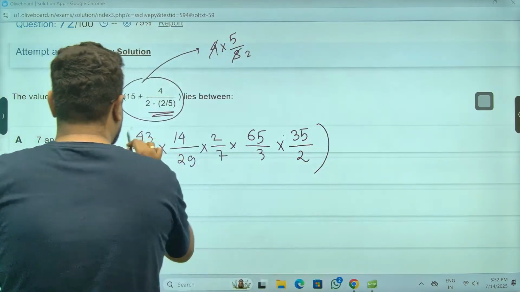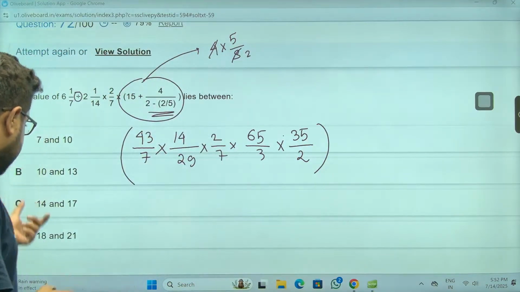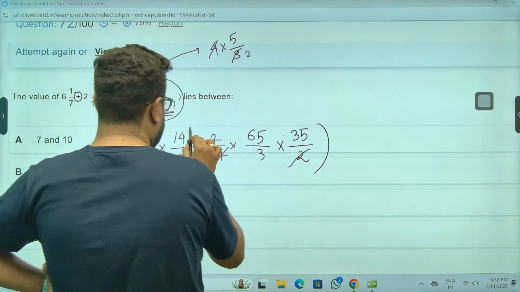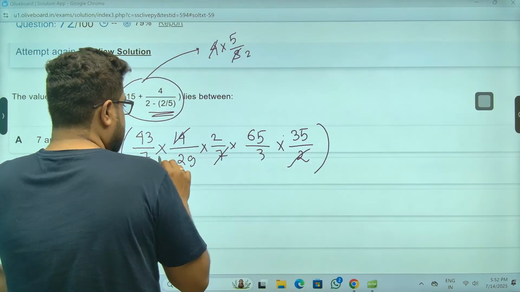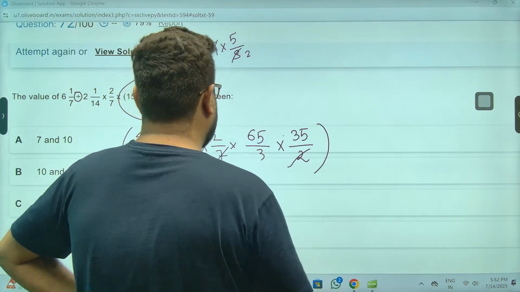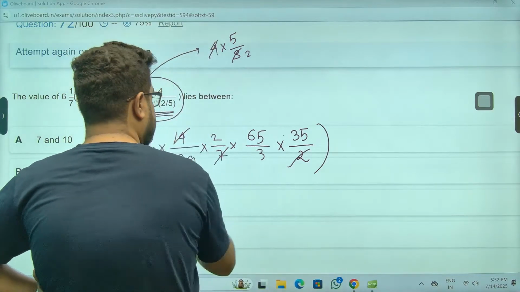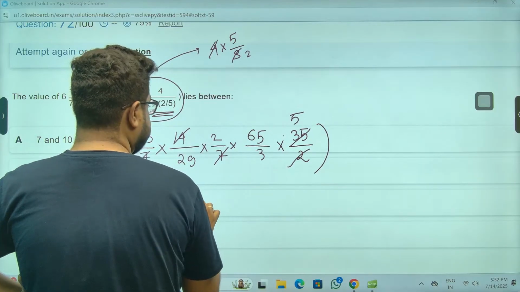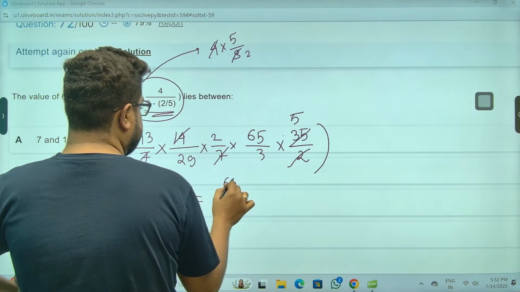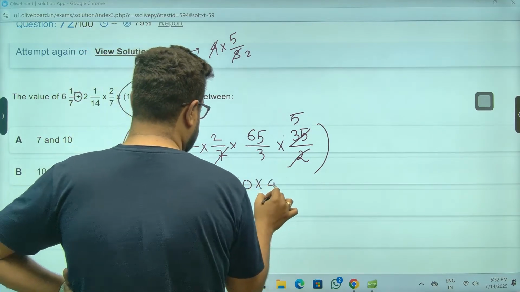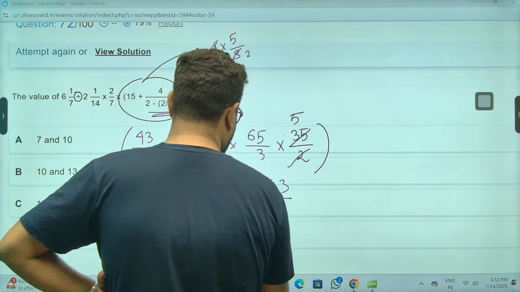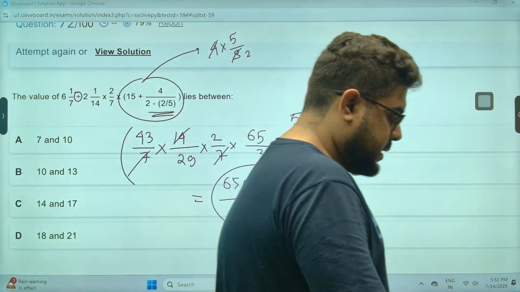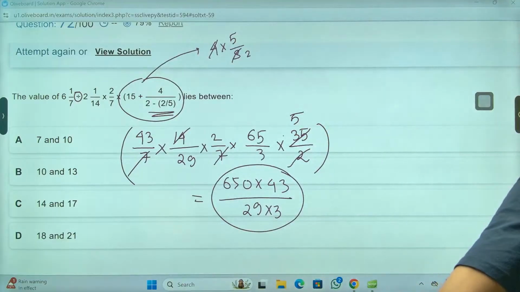Do the calculation. You don't need to calculate the whole thing. You just need the idea. Let's do as much as we can. 7 into 2, 14, 14. Can we do anything else, sir? I do not think so. This 5 will cancel. 3, 3, I don't think so. 650 into 43, something like this is coming. This is how the things are looking.